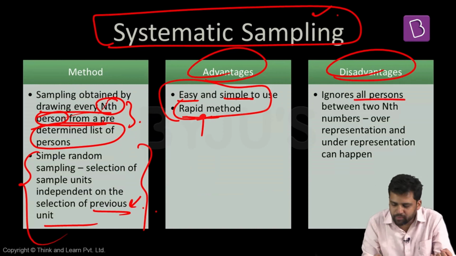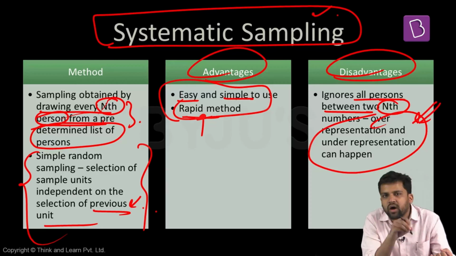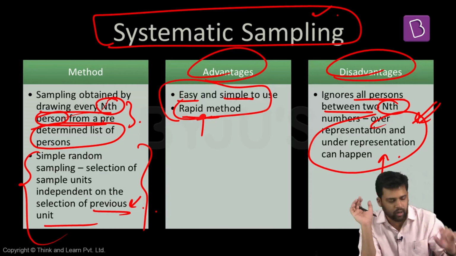You're basically ignoring all the elements between the nth numbers. So sometimes overrepresentation or underrepresentation can take place. It's not completely random here. So overrepresentation and underrepresentation can happen. You are only choosing those elements which are the nth elements. In-between ones are out. So this illustration, keep in mind.